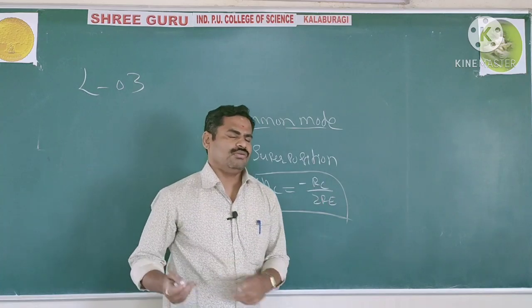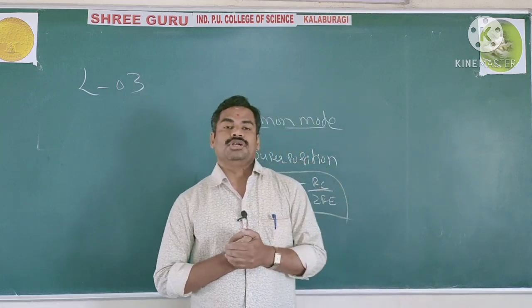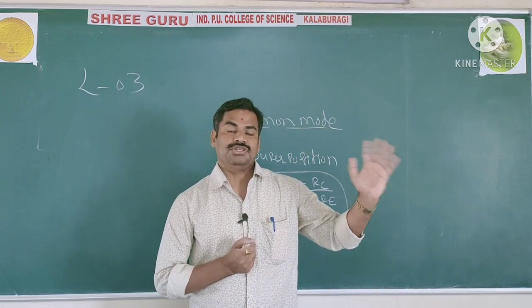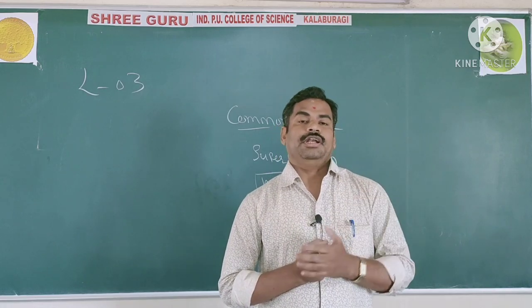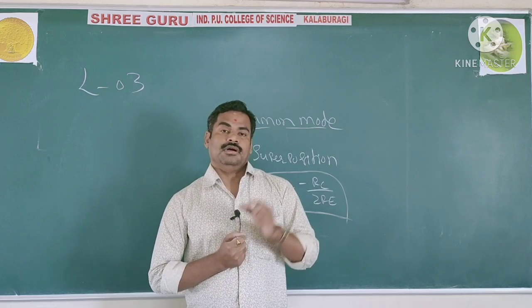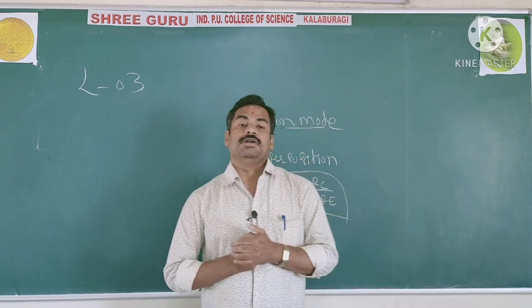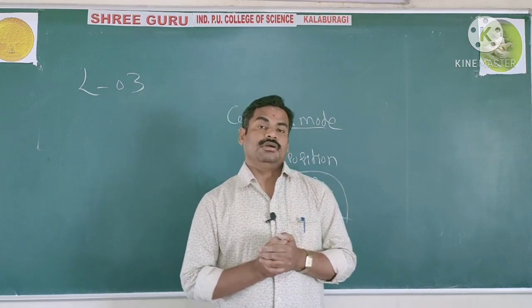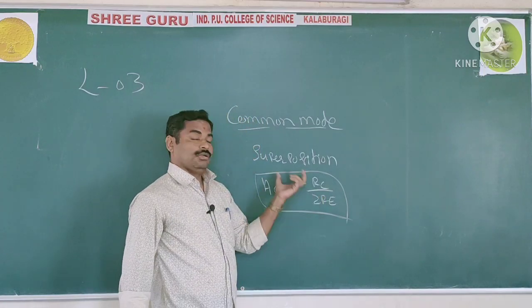And as I said, why do you get the minus sign? Because your output voltages are in opposite phase. And if you go in deep, you are using the common emitter, and whatever the voltage drop across your emitter is, that will give negative feedback. Because of negative feedback, you also get the minus sign for the common mode.